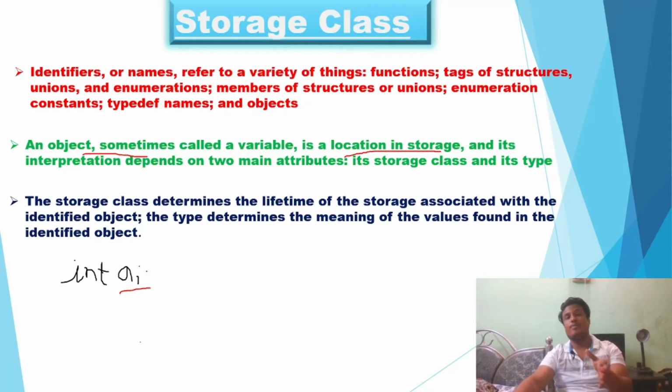Most programmers who come from Java and C++ might get confused by the term object, so don't get confused. In C perspective, object is merely a variable name. So this is the identifier object.